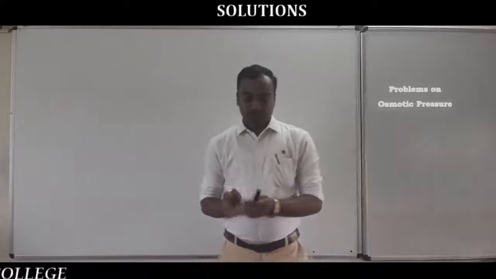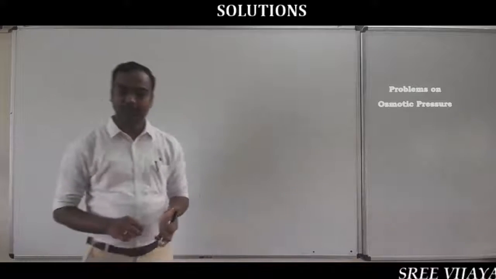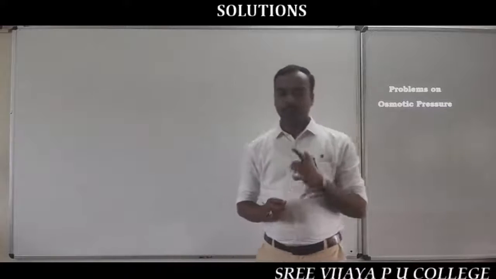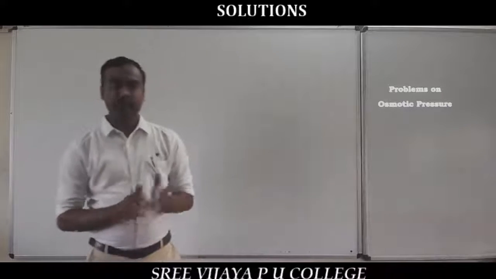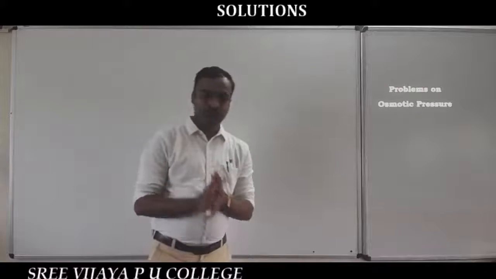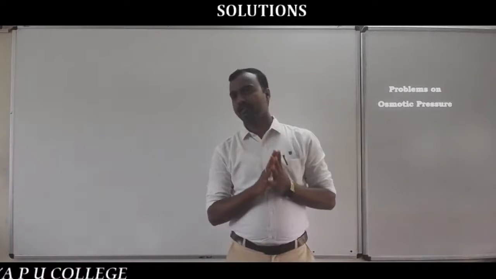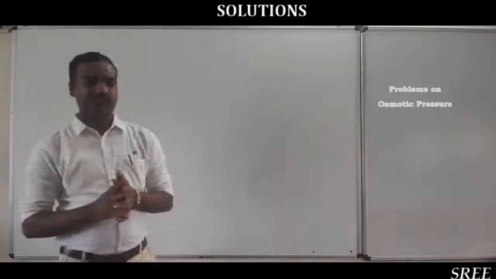Hi students, good morning. In the previous session, we discussed abnormal molar mass, that is the Van't Hoff factor, which accounts for association and dissociation of solute particles, and some modified equations introduced using the Van't Hoff factor. There is also a relationship between degree of dissociation and the Van't Hoff factor, and degree of association and the Van't Hoff factor. We already discussed these formulas in the previous session.